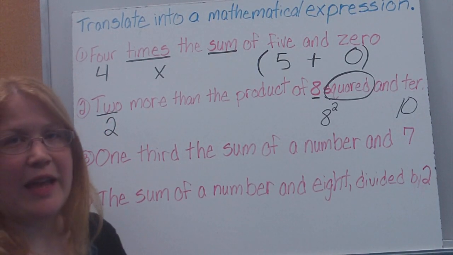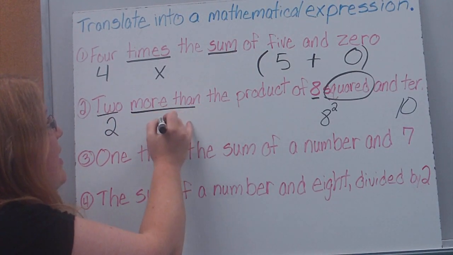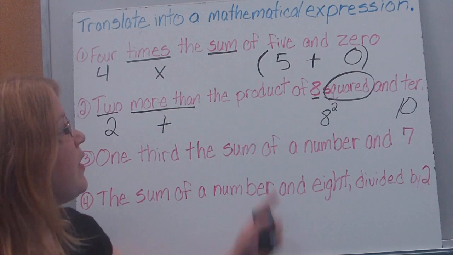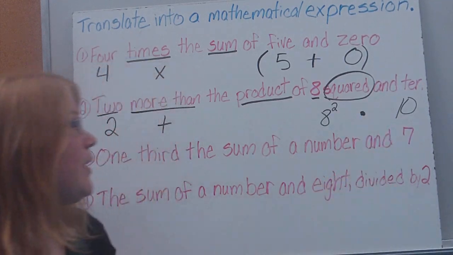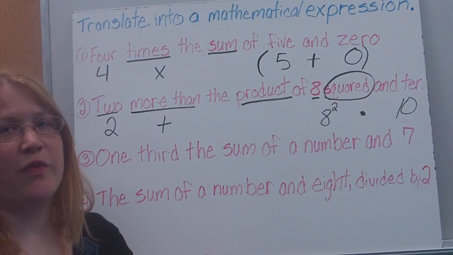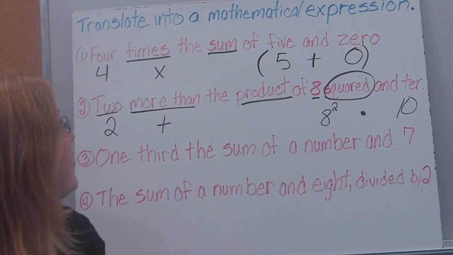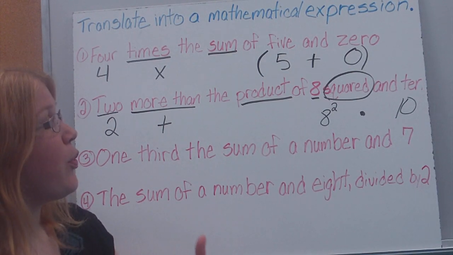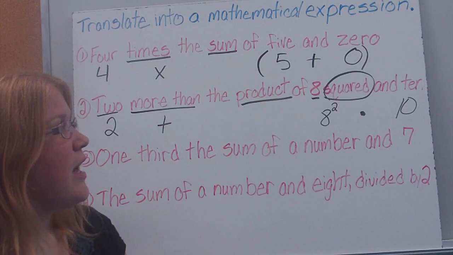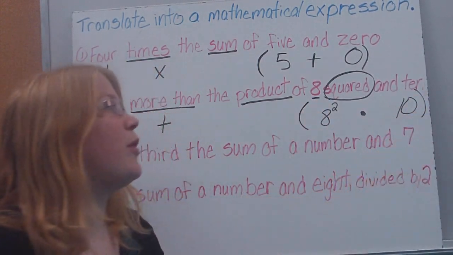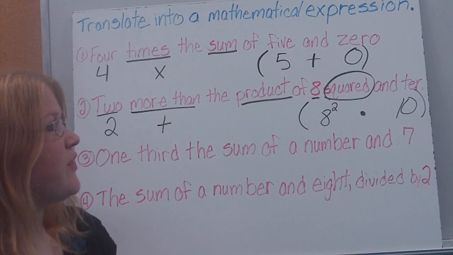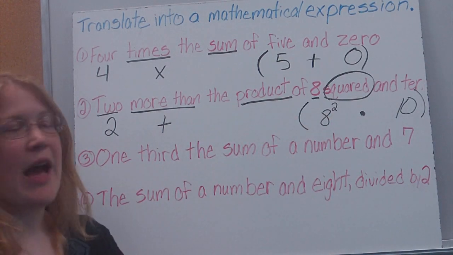So then we want to look at, again, what is it saying? More than indicates an addition. Product tells me I'm multiplying. And again, we want to read the whole word phrase to make sure that we don't need parentheses somewhere, because I want 2 more than the product of 8 and 10. I don't need to put parentheses in this one because order of operations tells me to do the multiplication first. If you want to add them, that's fine. Multiply, then we would add the 2 more.